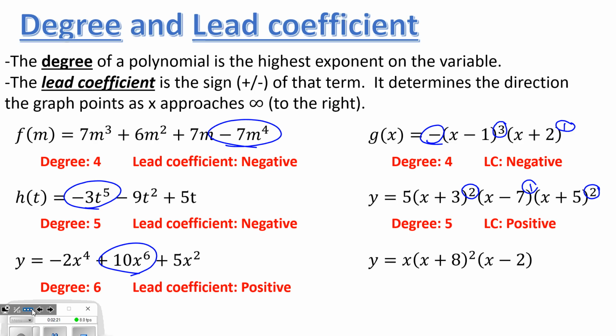Finally, you're probably getting the hang of this. This is to the second, this is to the first, so you might be thinking, oh, it's a 3rd degree. Nope, it is a 4th degree because that x in front is an additional x value to be multiplied in, and the lead coefficient, again, is positive because it's a positive in front.